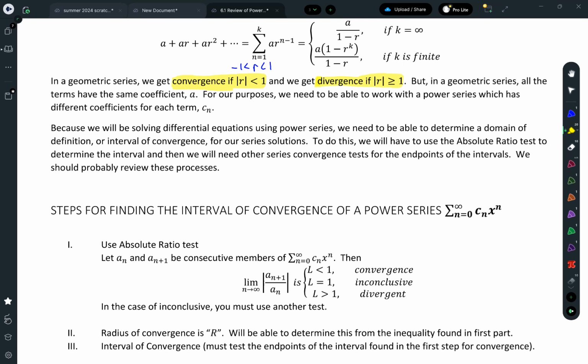And to do this, we're going to have to use the absolute ratio test to determine the interval, and then we'll need any one or two of the other series convergence tests to test the endpoints of the intervals. So we need to review these processes.